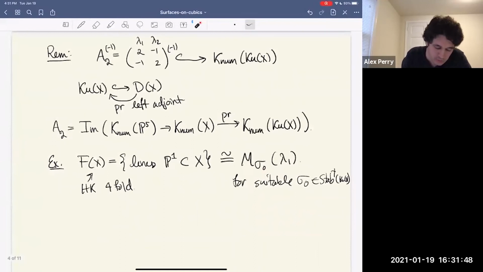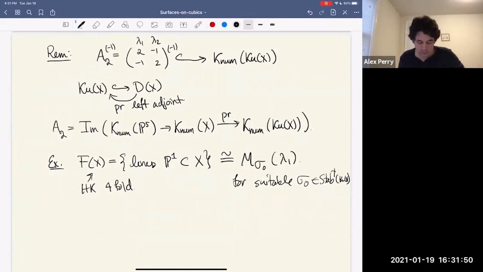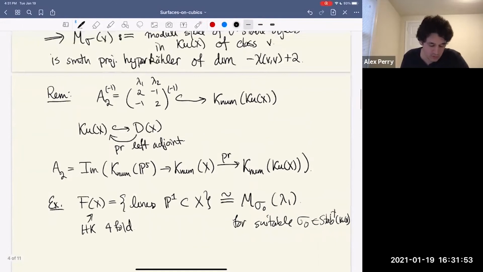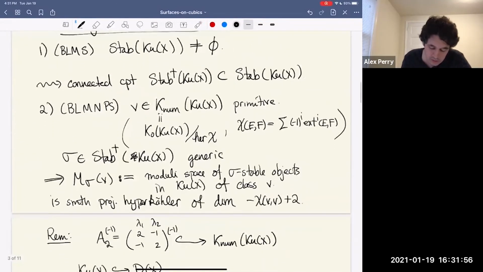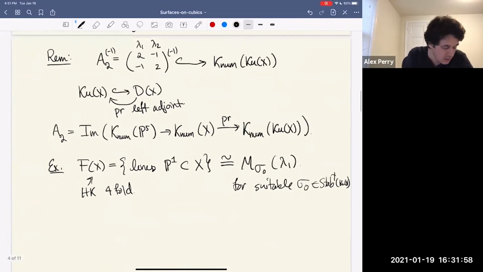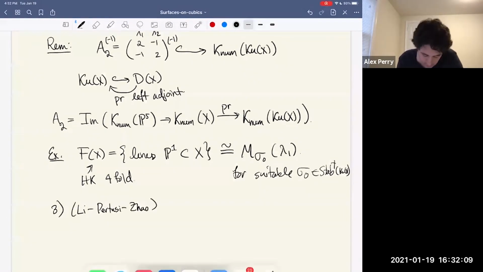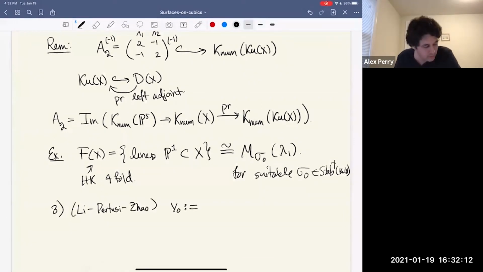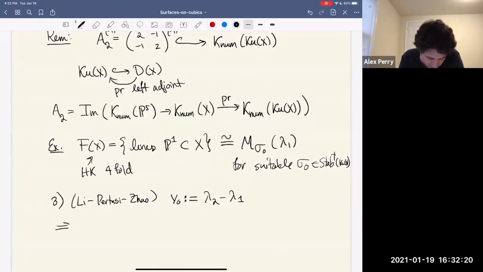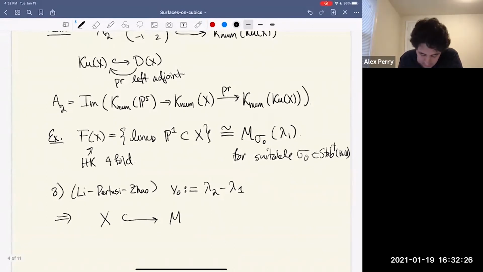Okay, so these moduli spaces recover this most classical example. So far I've told you 2 ingredients. There are stability conditions, and their moduli spaces are nice. And then one other main ingredient that we'll need is a result of Lee, Pertuzzi, and Zhao, which says the following. Let's consider this vector, I'll call it V naught from now on, which is lambda 2 minus lambda 1. Then the statement is that X embeds into the moduli space for this vector.